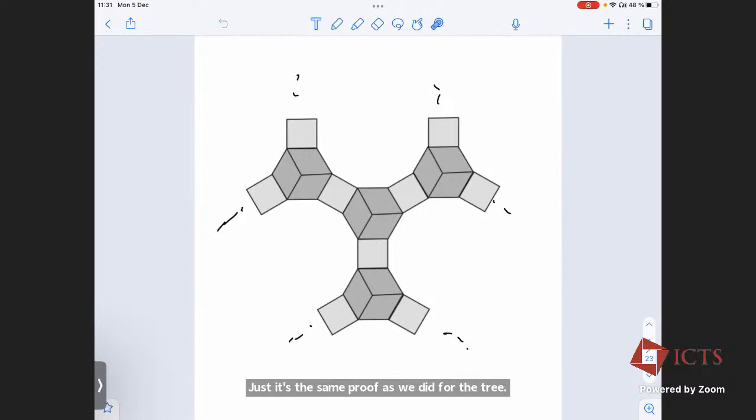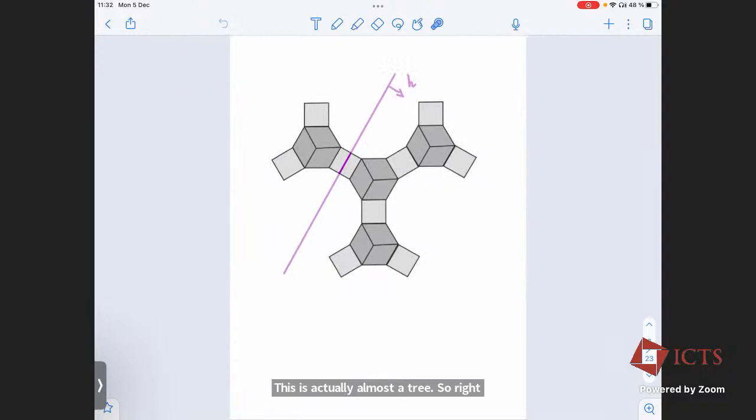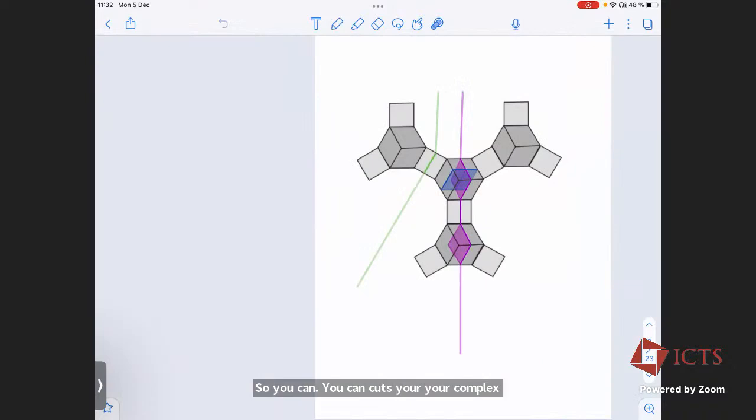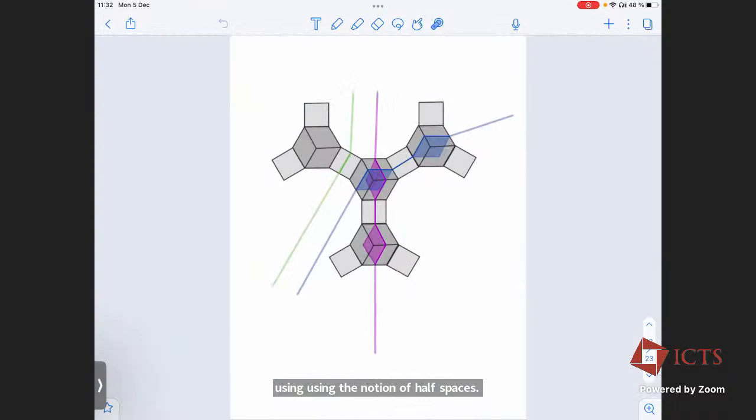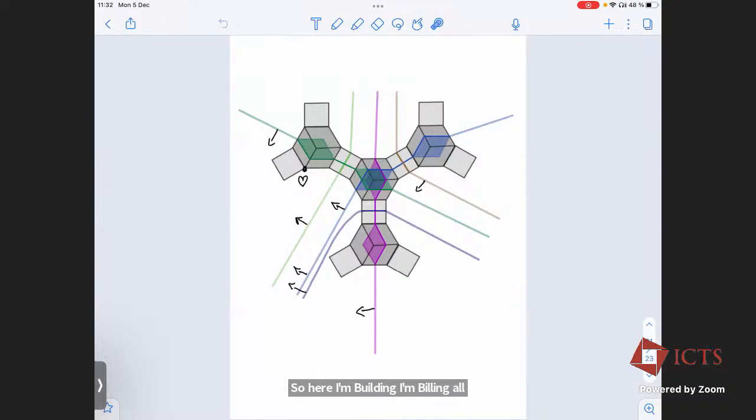Right. The CAT(0) cube complexes have a notion of half spaces. So you can cut your complex in two pieces using the notion of half spaces. So here I'm building those half spaces that cut your complex in two pieces, and you can see that there's quite a bit of them, but finitely many locally: between any two points, you have only finitely many separating. So here I'm building all the half spaces, right? So here I have all my half spaces, and I'm picking a base point.